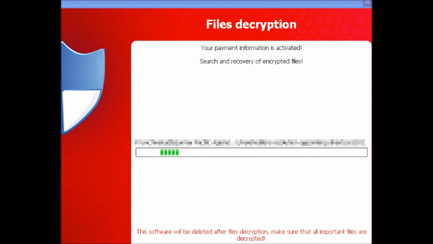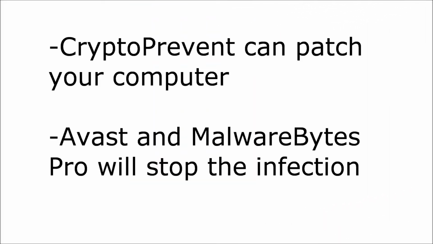Now, how can you protect yourself? There are some security policy changes that can be made to computers to prevent the virus from running. However, you must be comfortable with Windows System Administration to make the changes. CryptoPrevent software will also make these changes for you. Although rare, you must be careful since it could disable other programs.